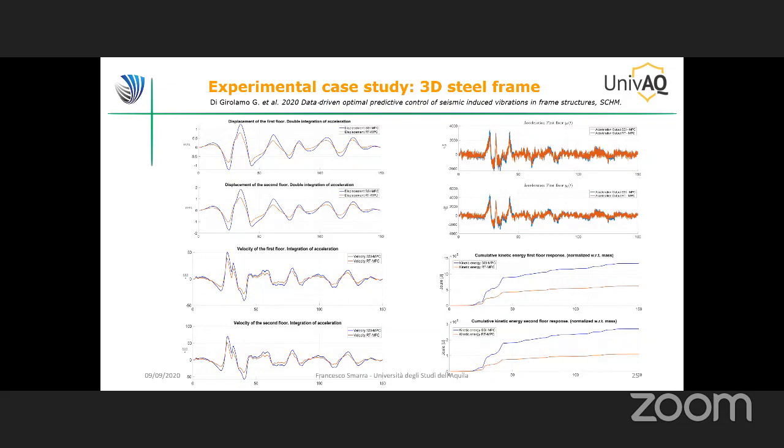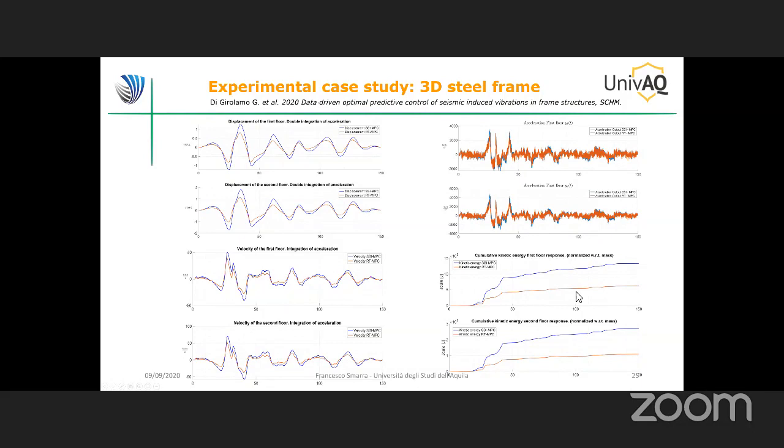And also, another interesting result is here, in the bottom right plot, where we plot the cumulative kinetic energy that is transferred from the earthquake to the structure. That is the one we wanted to minimize. And in the case of regression trees, with this controller, we can see that this amount of energy is more or less half of the SSI-based method.